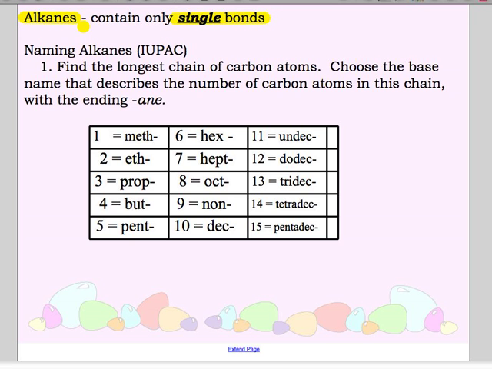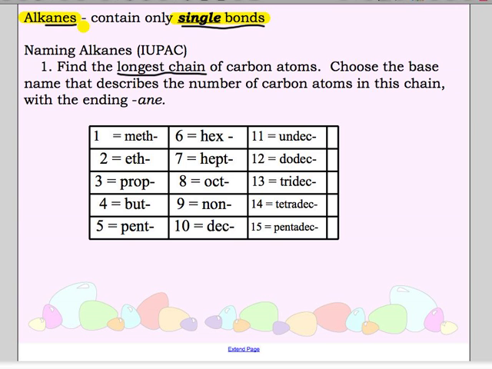So what we're going to see is the ending here is giving you a hint. If it ends with ane, that means you only have single bonds. And there's all these little hints and clues that mean something. And we have the International Union of Pure and Applied Chemistry, that's IUPAC, and they're the ones that came up with this. So the very first step you have to do is find the longest chain of carbons, and that means a continuous chain.